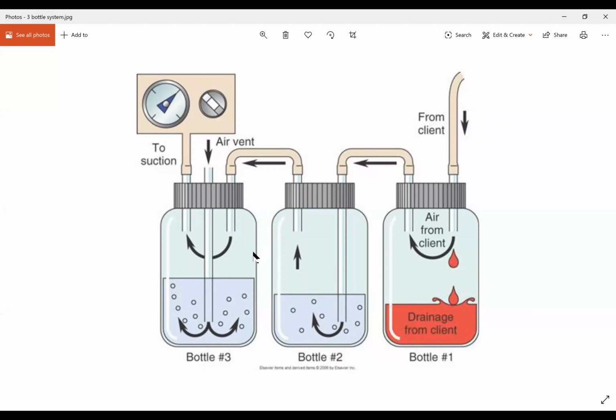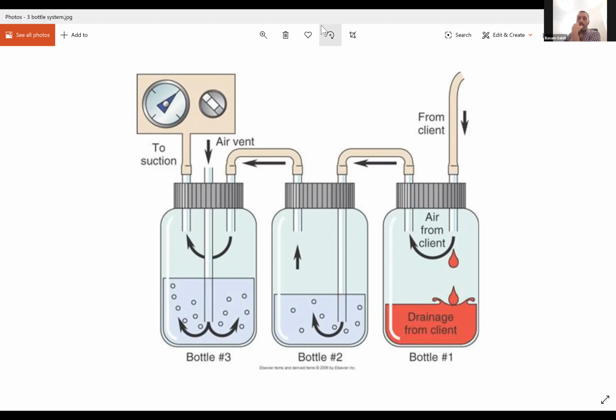And the third bottle is a suction control chamber. The name again of the third bottle is a suction control chamber. It does not apply suction. It's a bottle. It does not apply suction. However, it can control the amount of suction that the patient will receive. I'll explain how shortly.